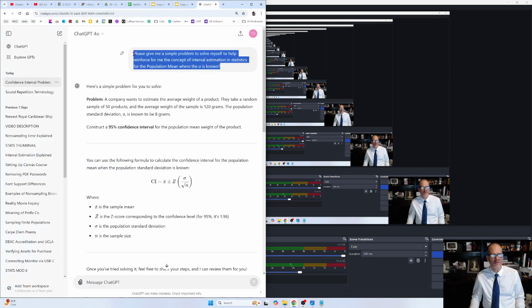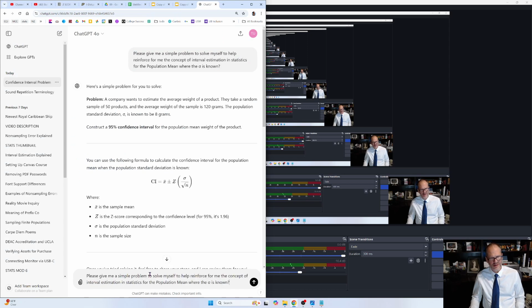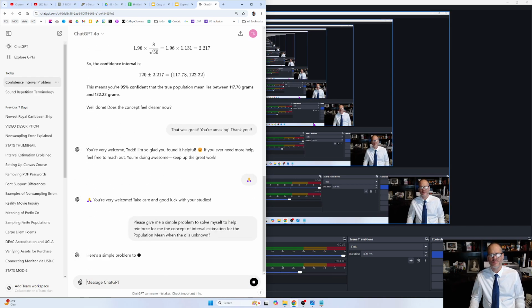And so I'm just going to copy this from up here, Control C, and then Control V, paste it down here. And I need to change this, so please give me a simple problem to solve myself to help reinforce for me the concept of interval estimation for the population mean. I'm just going to take out "in statistics," it reads better. For the population mean when the population standard deviation is unknown. So now I'll put that in there and take a look at this problem.